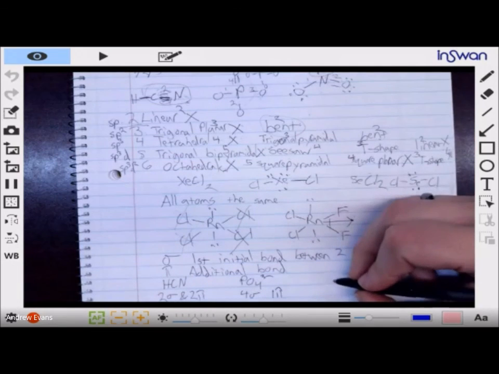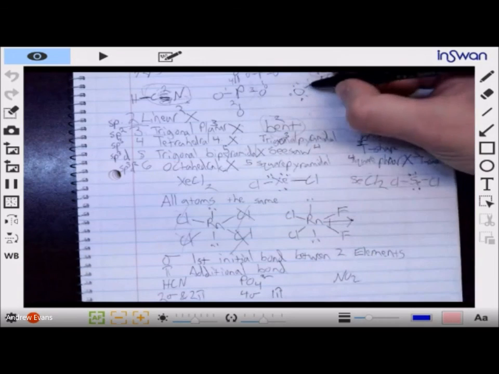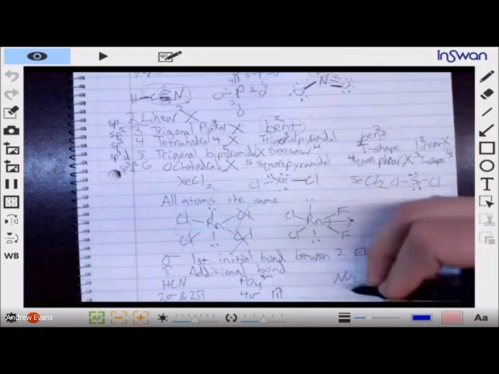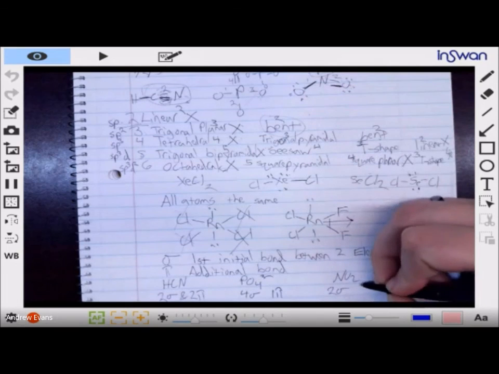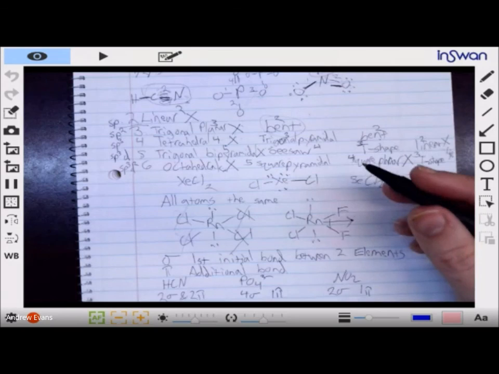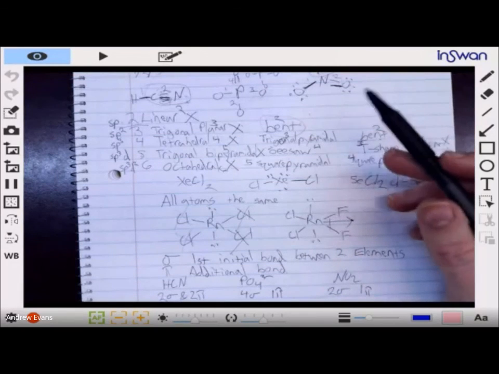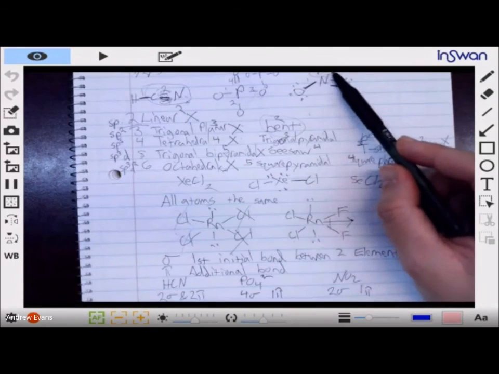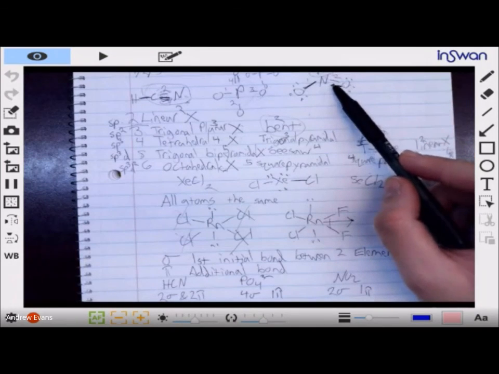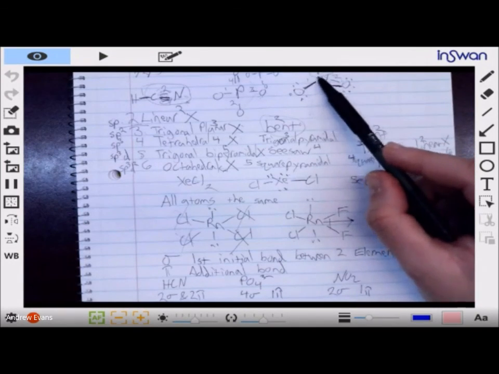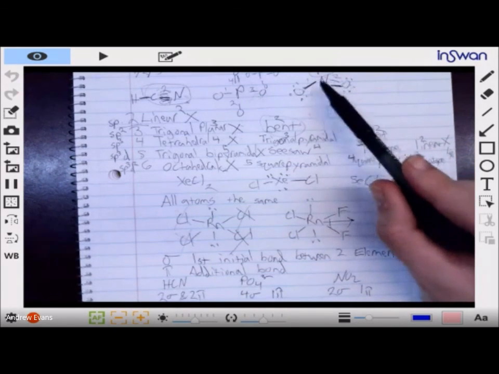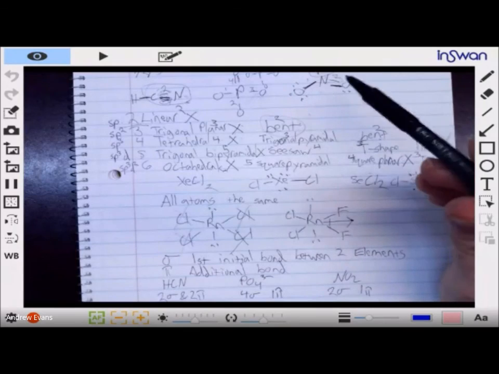NO2 has two sigma bonds, one pi bond. And when we talk about sigma and pi, we do not pay attention to the electrons. We ignore the lone pairs. We only care about the bonds themselves. So just because this one has three things coming off of it, we only consider the elements when we talk about sigma and pi.